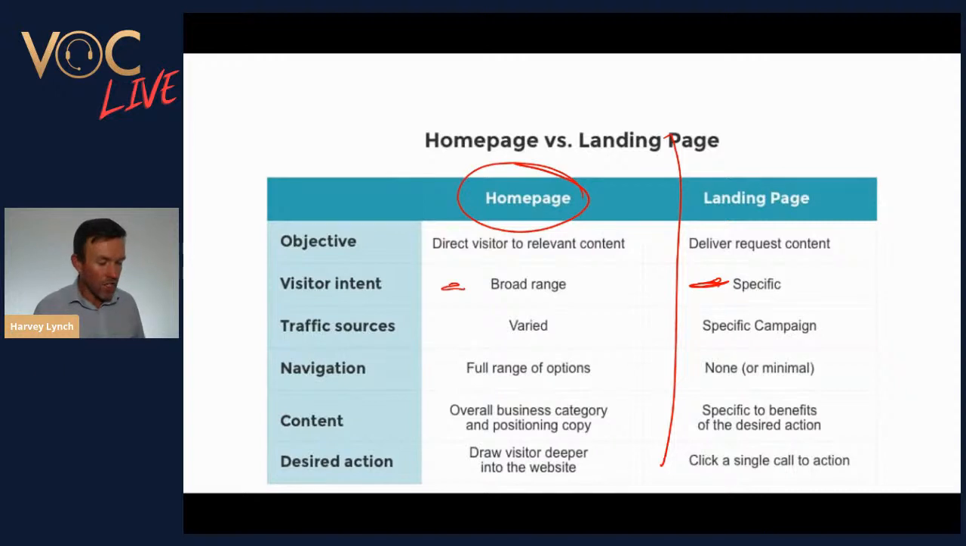And the desired action, of course, which is why we do all this, is to get the prospect to the next step of our lead generation. On a website, it is to draw the visitor deeper into the website, right? Whereas a landing page has an outcome of clicking on a single call to action, right? And we will move to that action in just a moment.